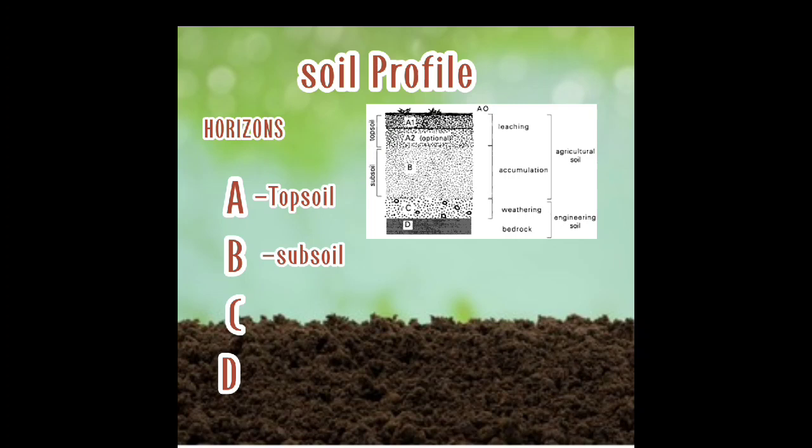The C horizon consists of weathering rock. And the last one, the D horizon, is the bedrock. This is the rock which has weathered to produce the soil you see above it.